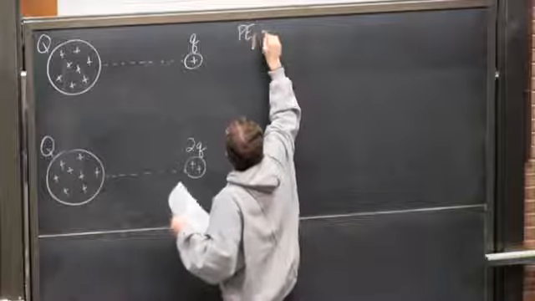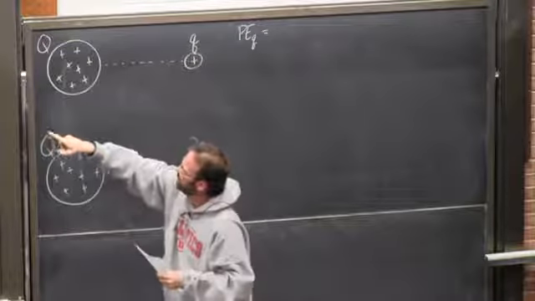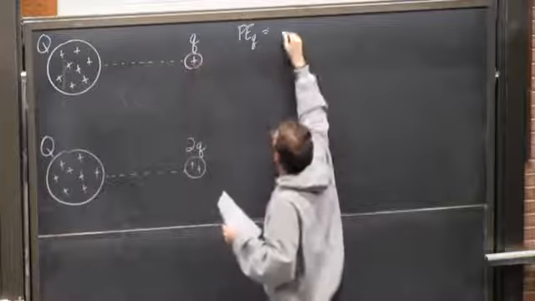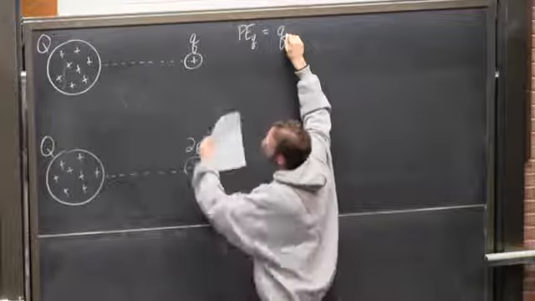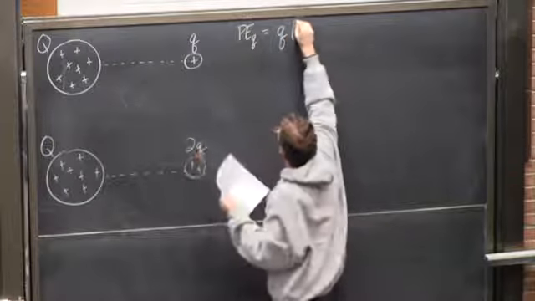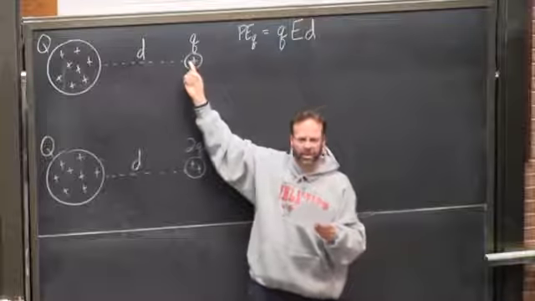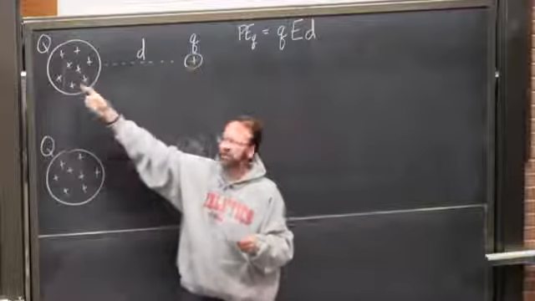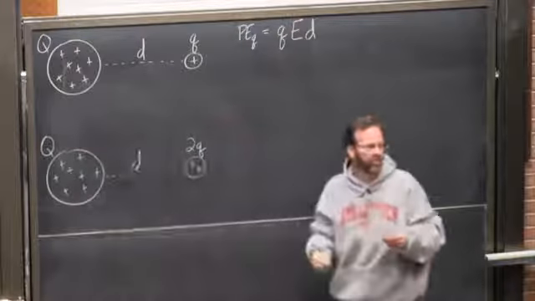The energy is QED. The charge, this charge, Q. The electric field that's set up in there, I don't know what it is, but it's E. And we'll call this distance D. There, that was easy. So that's the amount of electric potential energy this charge has at this position relative to this bunch of charge.